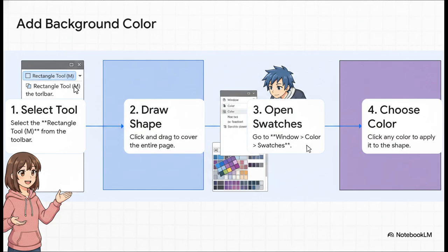So, with the rectangle tool selected, just click and drag a box that covers the whole page, from one corner all the way to the other. Then, to give it some color, we'll open up the Swatches panel from the Window menu up top. Find a color you like, give it a click, and boom, your background is instantly filled.